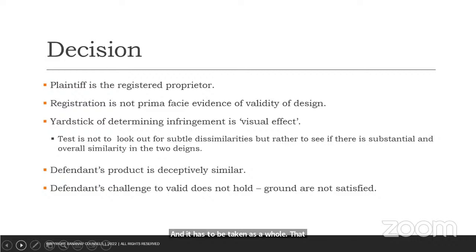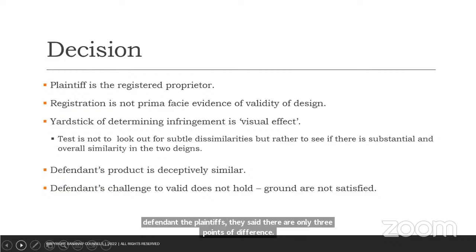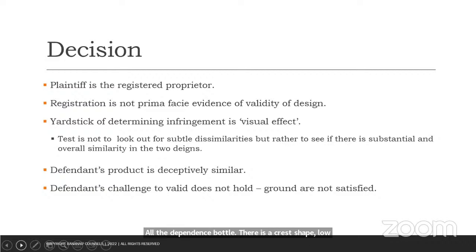The test is not to look out for subtle dissimilarities, but rather to see if there is substantial and overall similarity in two designs. Now, when the court took a look at the bottles of the defendant and the plaintiff, they said there are only 3 points of difference. Firstly, in the defendant's bottle, there is a crest-shaped logo embossed on the upper portion at the front, whereas the hipster bottles of the plaintiff are plain. Secondly, that the defendant's bottle is a few millimeters shorter, slightly more bulbous than the hipster. And thirdly and lastly, that the neck of the product is about 1 millimeter shorter.